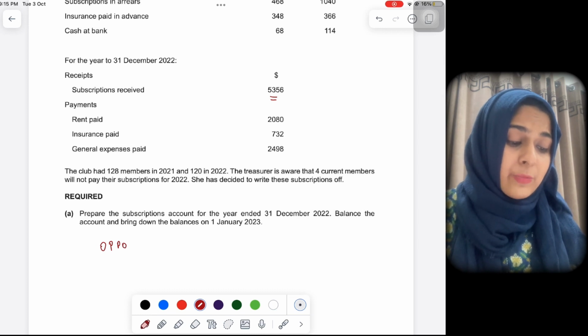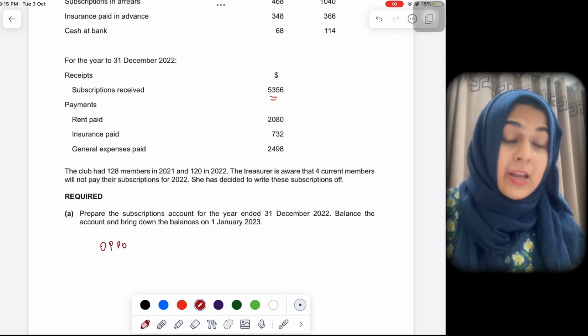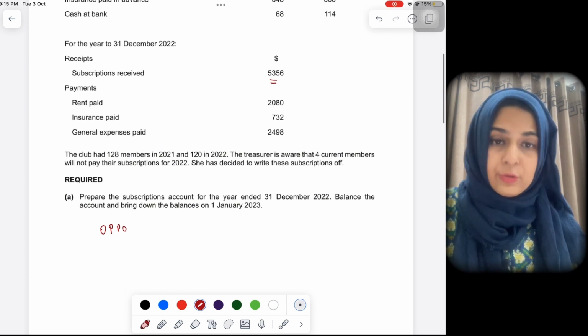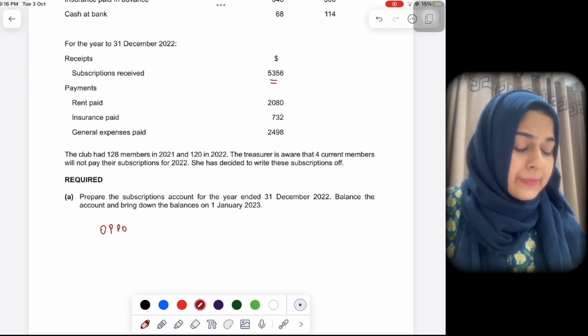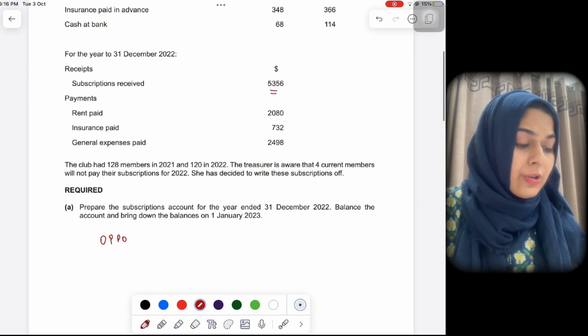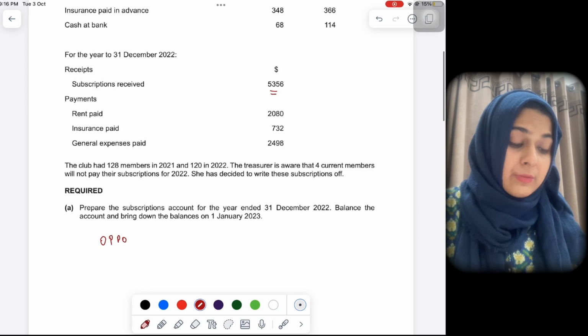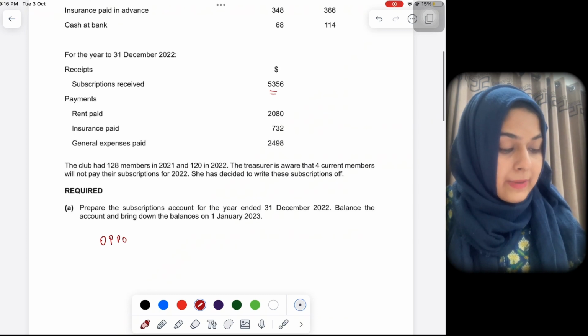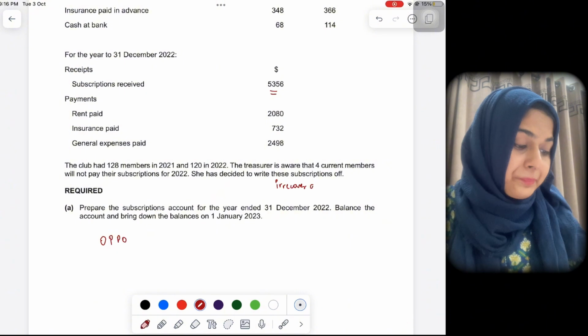Then they are saying the club had 128 members in 2021 and 120 in 2022. So here basically we are doing accounting for 2022. Then they are saying the treasurer is aware that four current members will not pay their subscriptions for 2022. She has decided to write these subscriptions off, which means these are basically irrecoverable debts of subscriptions account.